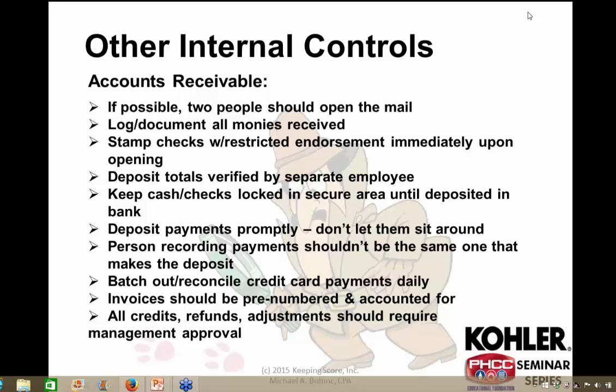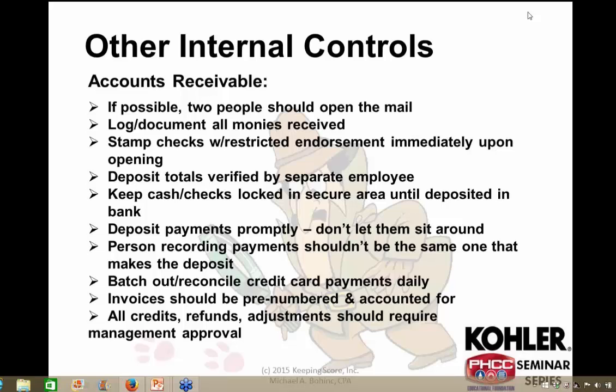Separation of duties, again, is a big thing. If you have the capability, whoever opens the payments up should not be the same person that does the bank deposit. So the person that records the list of payments that comes in, and then a second person does the bank deposit and verifies the totals, the money that's been received.